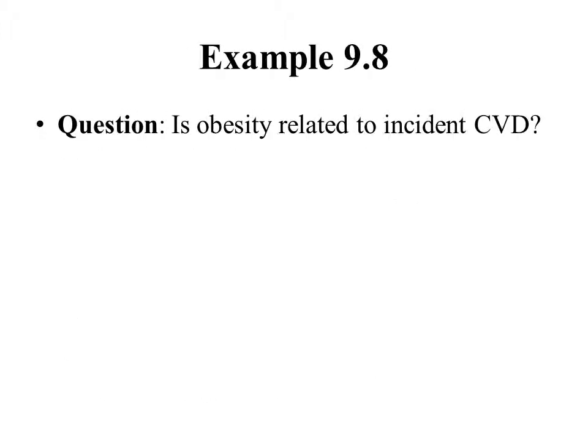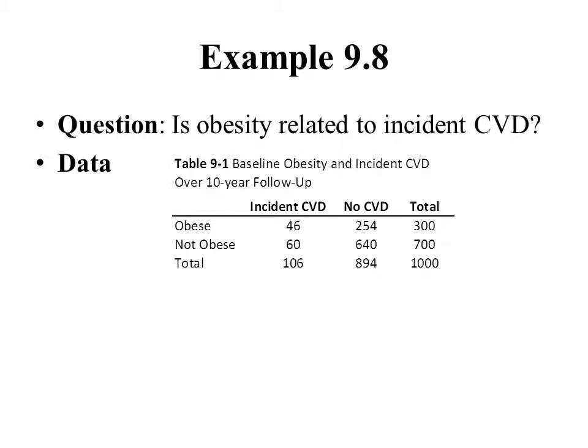Now, let's look at our first example dealing with logistic regression. This is example 9.8 from the textbook. The basic question here is: is obesity related to incident cardiovascular disease? So does having obesity increase or possibly decrease the risk of getting cardiovascular disease? This is a question that we've looked at maybe in different forms before, and we've answered it in different ways. Logistic regression is going to be another way of analyzing our data.